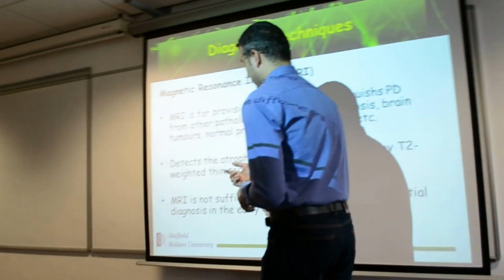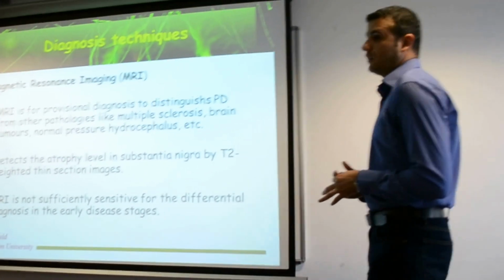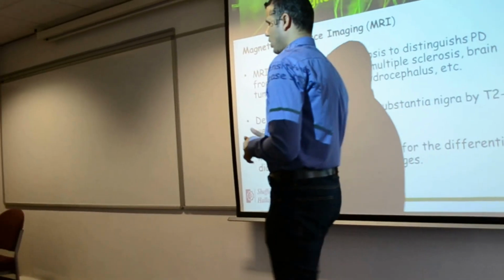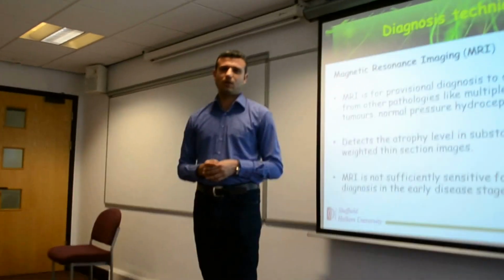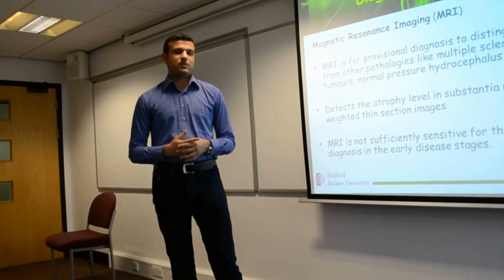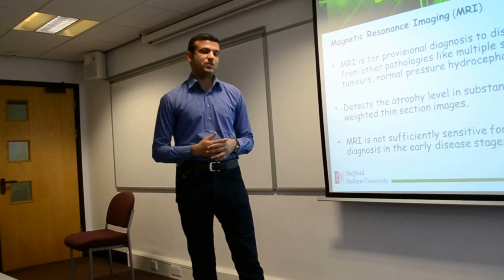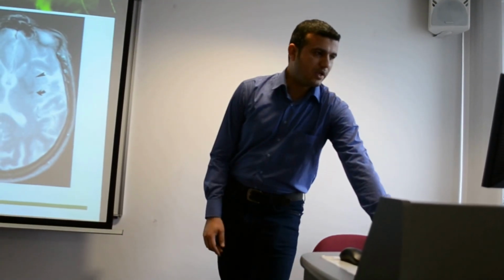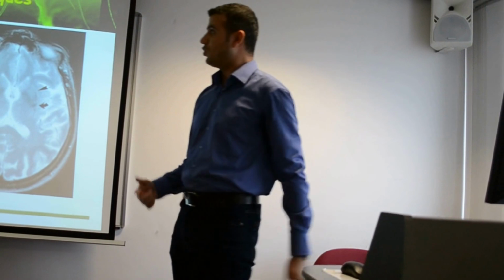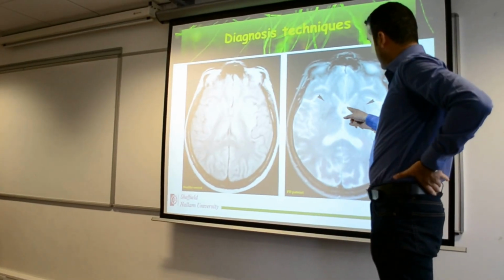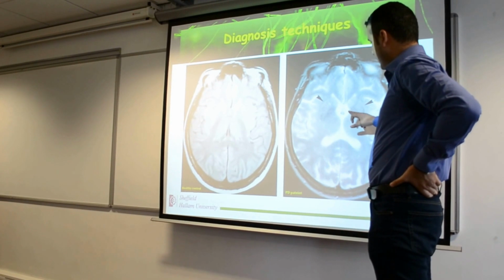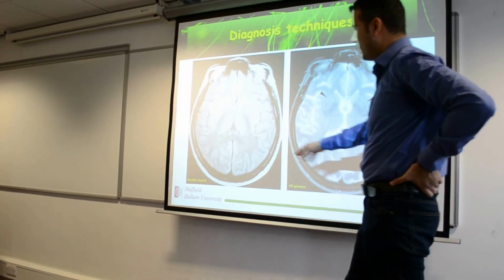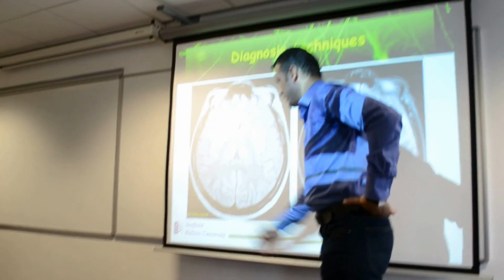But as I told you, it's not sensitive enough to be the final technique, because sometimes we have circumstances like multiple sclerosis where a high level of atrophy is also present. So we need a more specific technique. Here is a picture of MRI images before we go to SPET. Here we can see in the nigrostriatal region there is a high level of atrophy, while in the normal control there is no such defect.